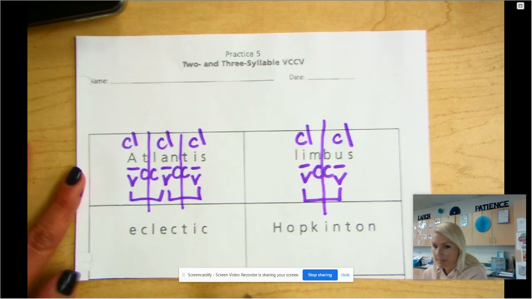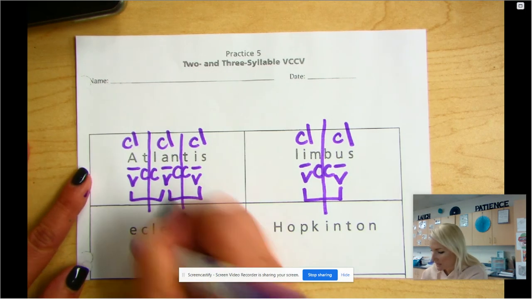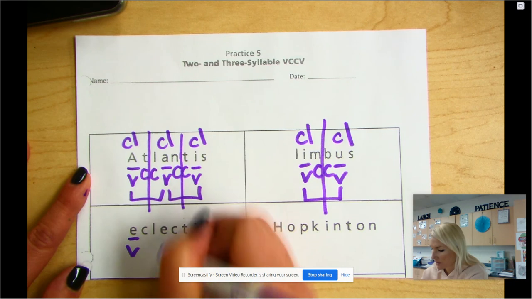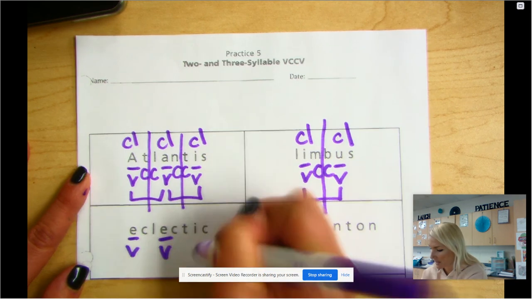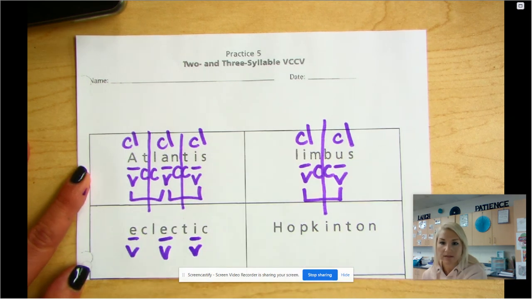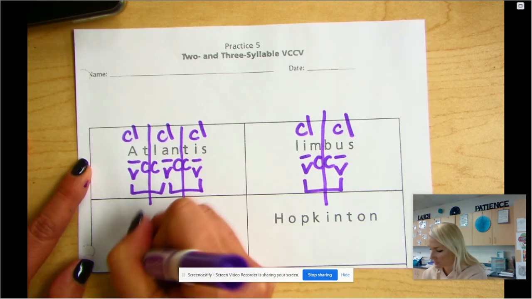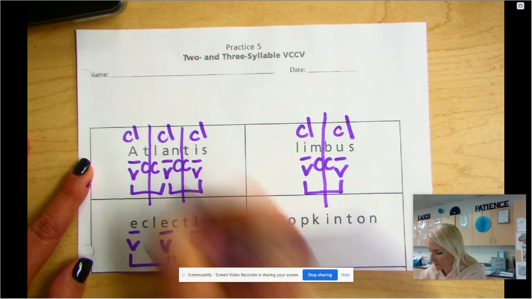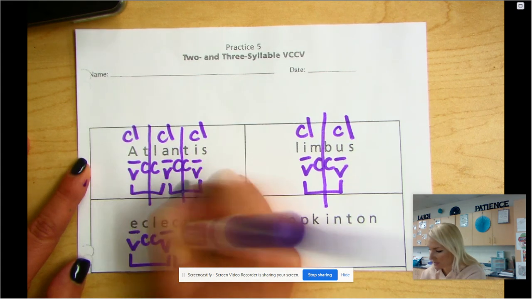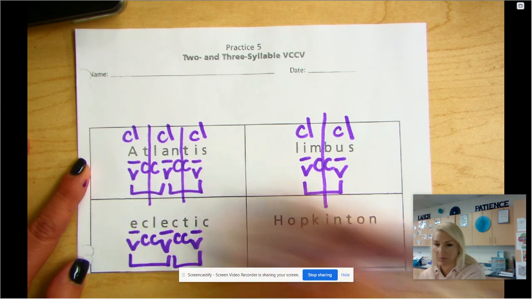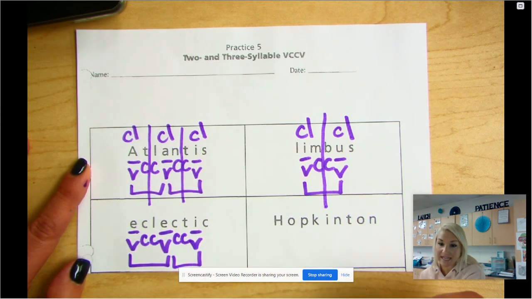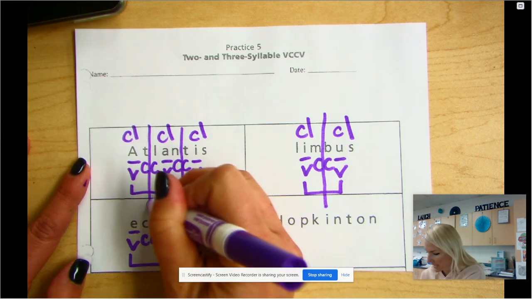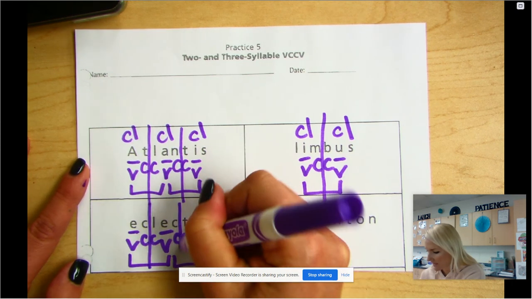I'm going to find and label my vowels. I have another vowel here, E, and another vowel here, which is I. I'm going to draw my bridge. Next, I have to label my consonants. There's 2, and then I have 2 more here in between my bridges. Now, as stated, with a VCCV pattern, we always divide down the center. So I'm going to divide and divide.